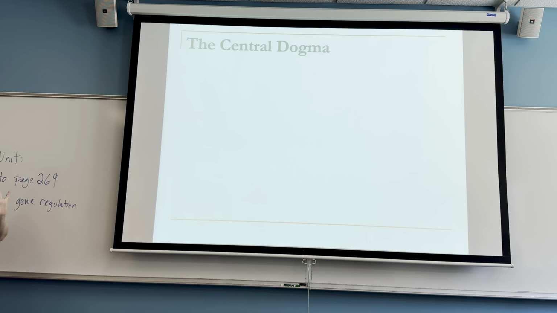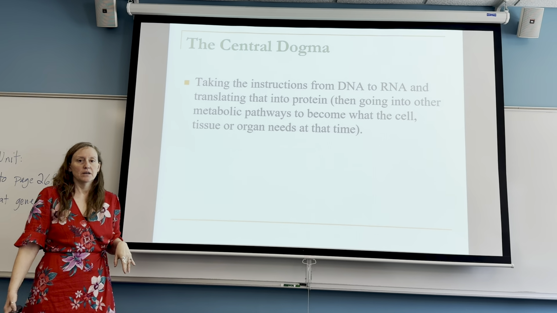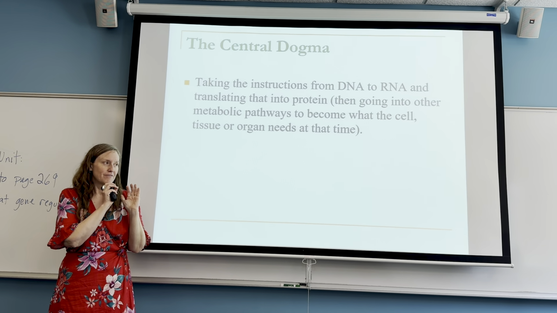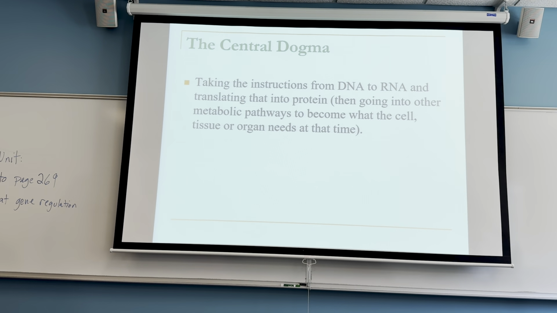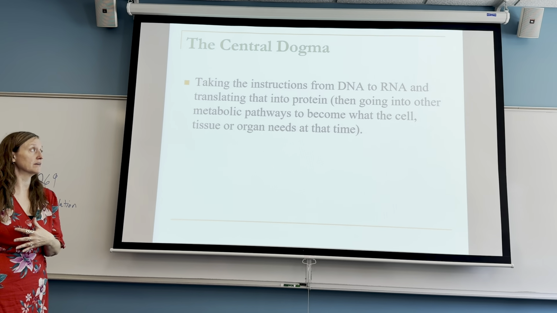I always forget to put this in there, but just to note, this whole thing is called the central dogma. The rest of this chapter, but really chapters 15 and 16, in biology we call this the central dogma. It's taking the information in DNA, making a transcript or a copy of that into RNA, and making the final protein product.